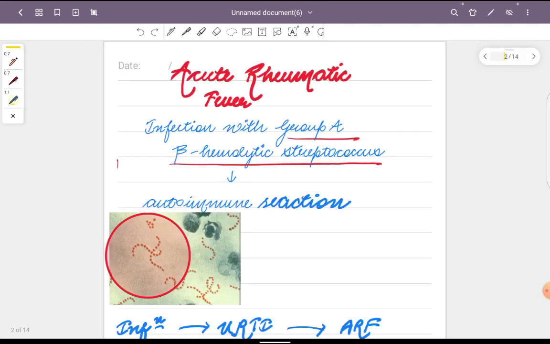So now, what is this acute rheumatic fever? Acute rheumatic fever is an autoimmune multi-system inflammatory non-suppurative disease. Remember my words that this disease is completely non-suppurative. There will be inflammation but there is no suppuration in this disease.